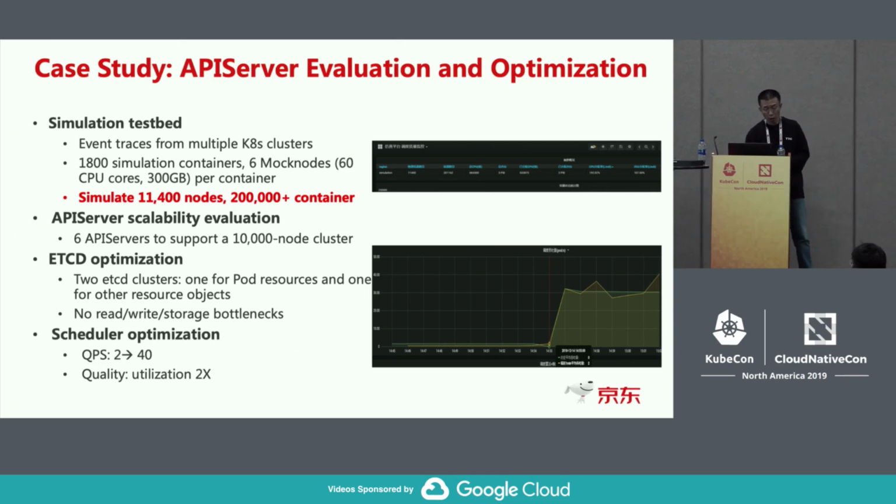So for this experiment, for example, we started 18,000 containers that act as mock servers. Each of these mock servers we use to simulate about 100 real pods in our simulated environment. So this enables us to simulate over 10,000 physical nodes and about 200,000 containers.